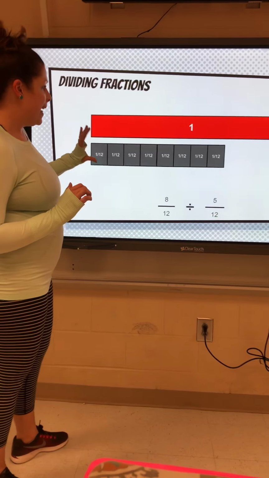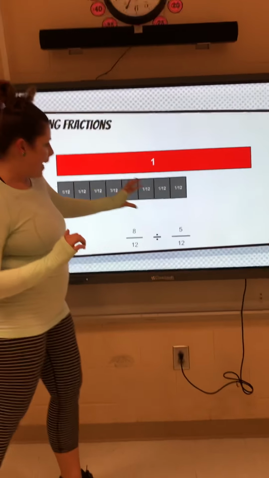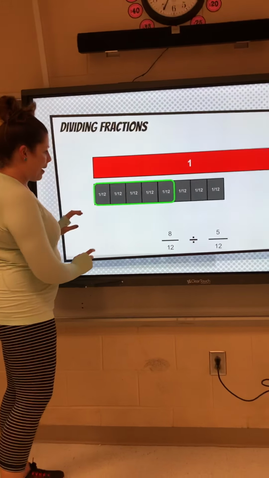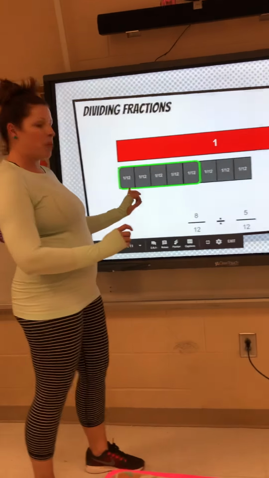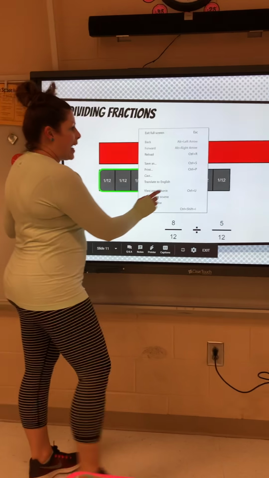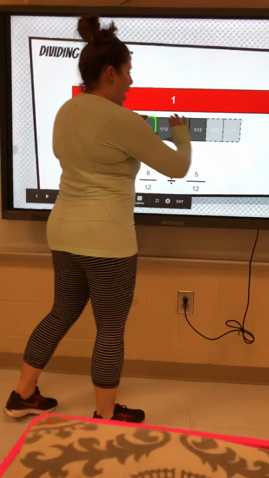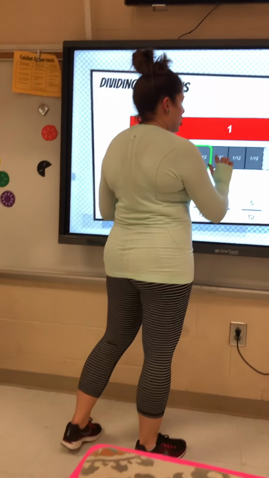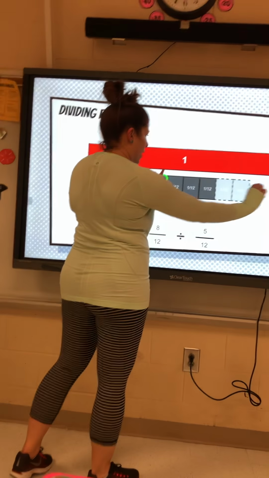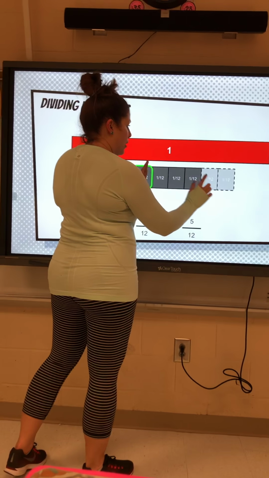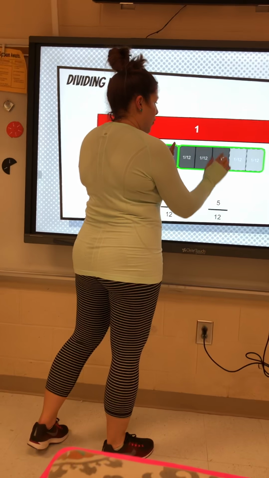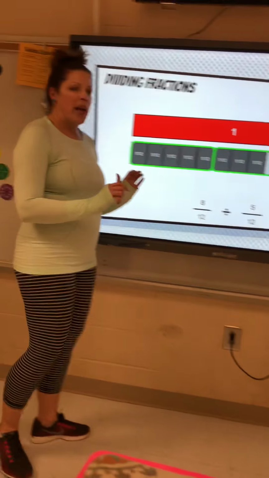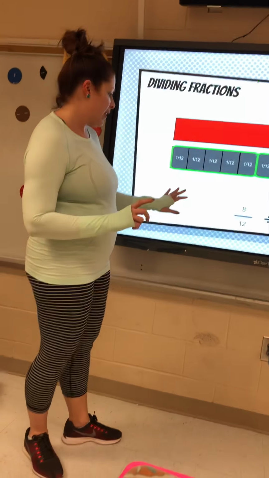And here it is in bar form. We've got our 8/12. I'm going to circle my 5/12. There we go. And then I want to have a second whole, but I don't. So I have to just consider this piece right here, which is 1, 2, 3, 4, 5, and I have 3 out of the 5. So my answer is 1 3/5.